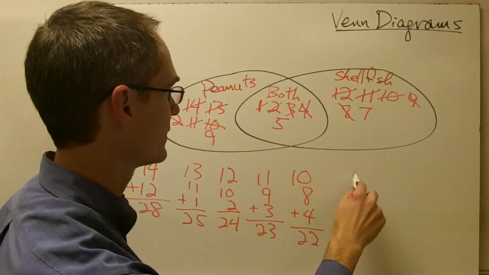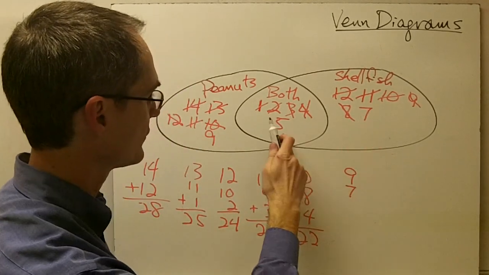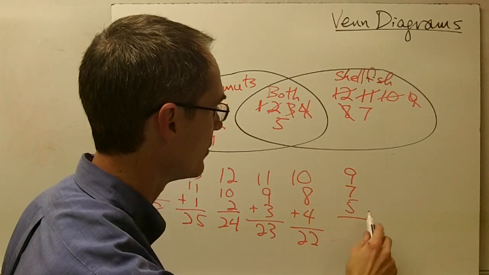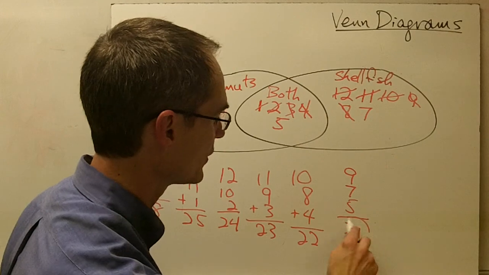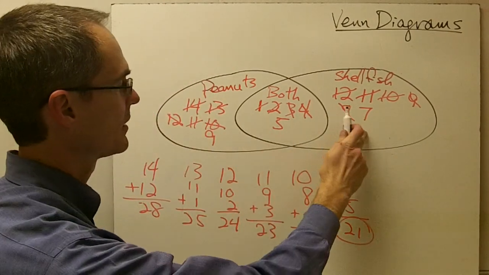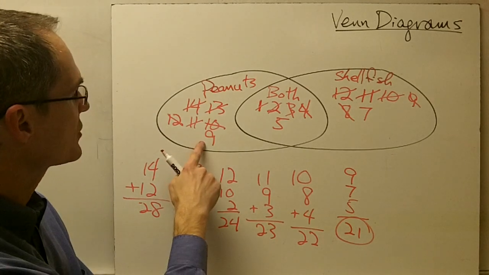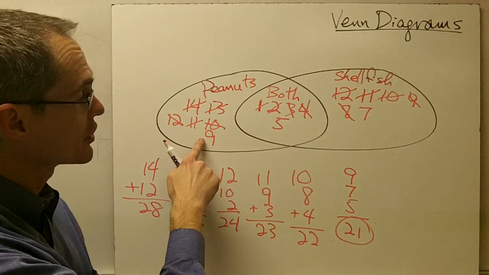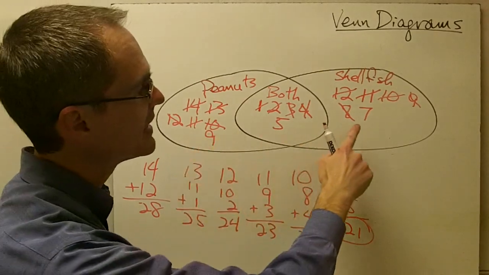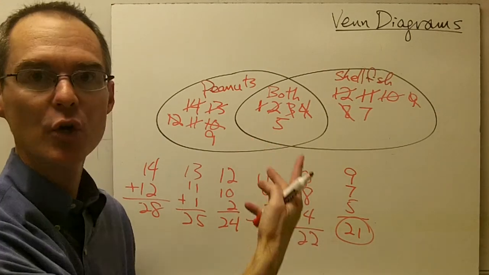Now let's see, I've got 9 students allergic to peanuts, 7 allergic to shellfish, 5 allergic to both. 9 and 7 is 16, 16 and 5 is 21, and here I've got my correct numbers now in my Venn diagram. I have 9 students allergic to peanuts only, 7 students allergic to shellfish only, and 5 students who are allergic to both.